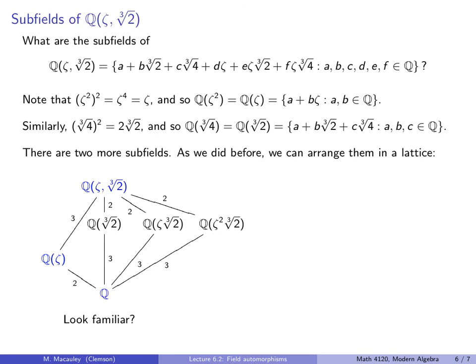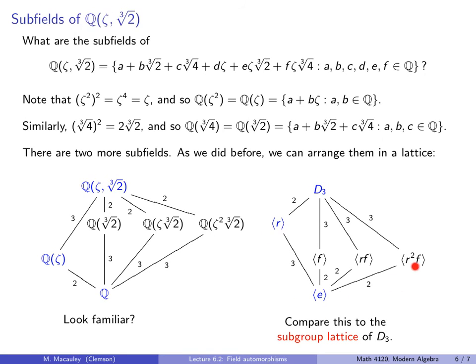So it's not completely clear that these are different fields, but I encourage you to play around with this on paper and see if you can verify that you cannot create zeta squared times cube root of 2 from just zeta cube root of 2 and vice versa. And it's also not clear that there are no other fields lurking in here besides these. But let me ask you, does this look familiar?